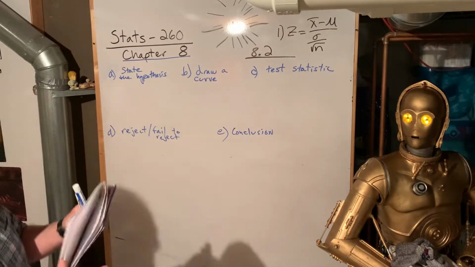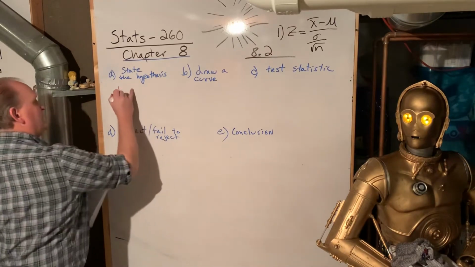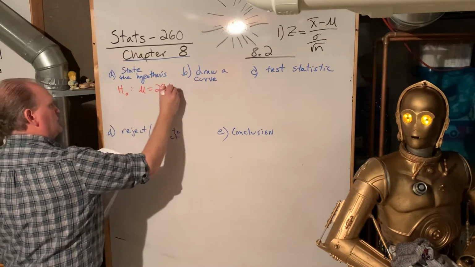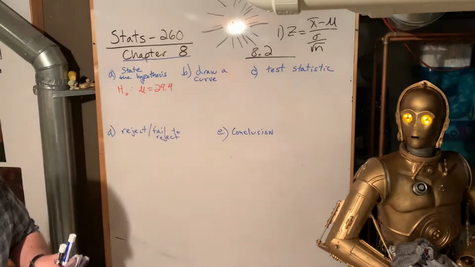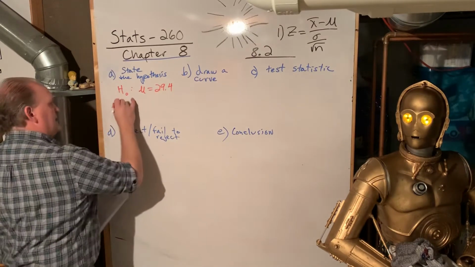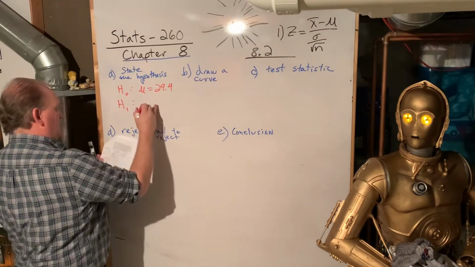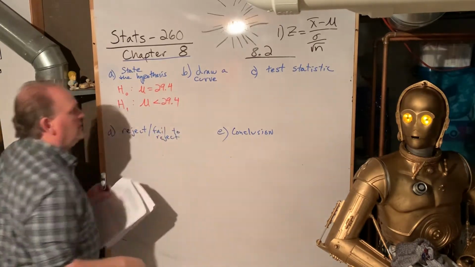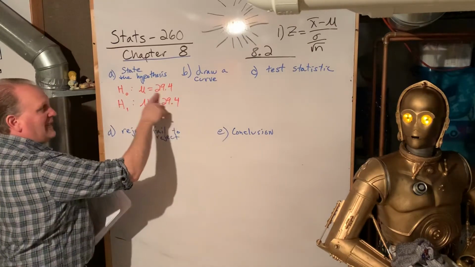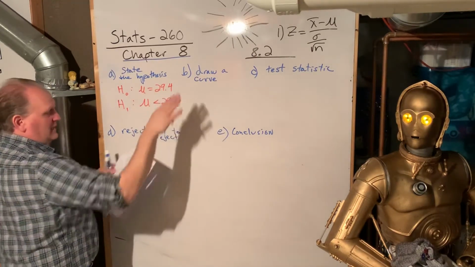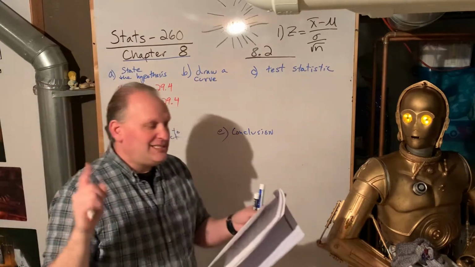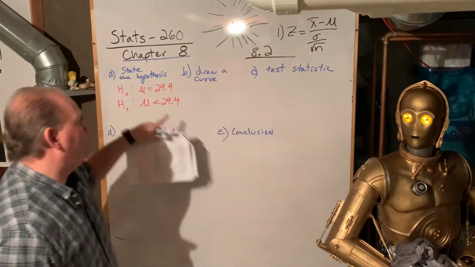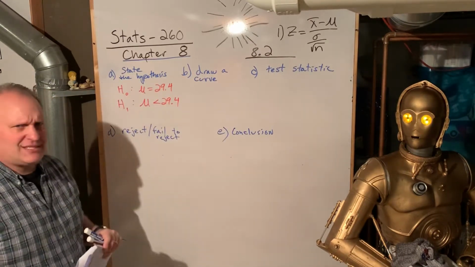Okay, so first, let's state the hypothesis. Well, the null hypothesis is equals 29.4 hours of TV watching. The alternative hypothesis, they think that college students watch less than that. So less than 29.4. Notice, it's always based on the population. That 27 comes into play when we calculate our test statistic in this equation, but it does not make the hypothesis. It's small potatoes.